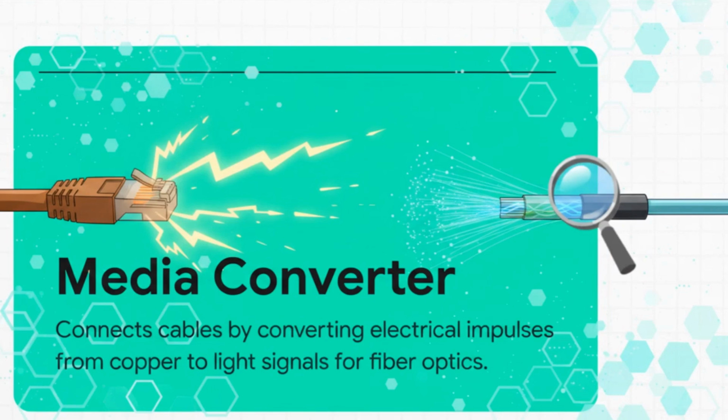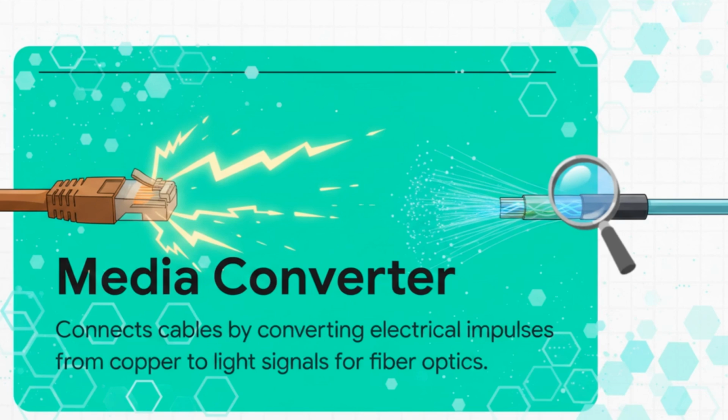But what happens when you need to change the type of road your data is traveling on? Well, that's where a media converter comes in. This is a slick little device that connects entirely different types of cables. Let's say your standard copper cable just isn't cutting it for length, or maybe you need the blazing fast speeds of fiber optics. The media converter literally steps in and translates the electrical impulses from the copper wire into actual pulses of light for the fiber optic connection.